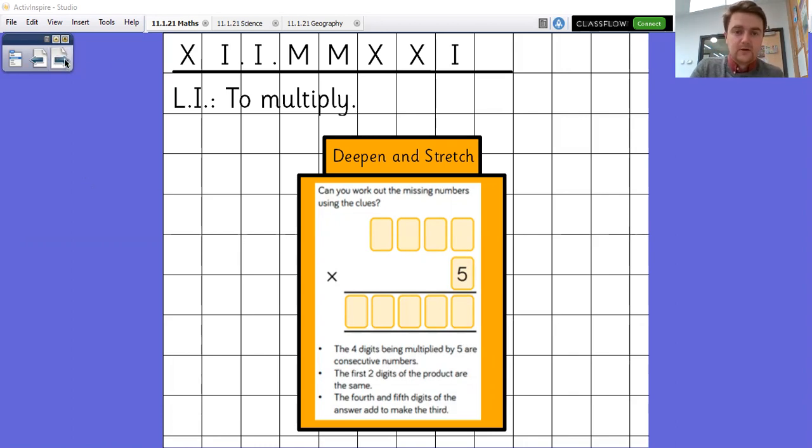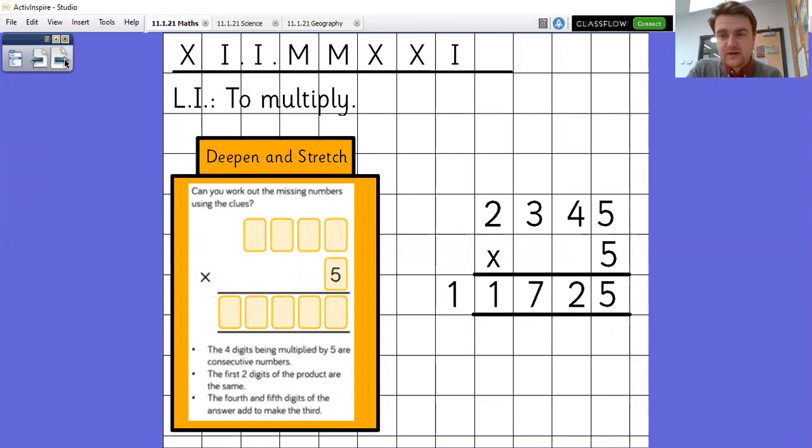Okay, so hopefully you had a really good go with that. It did take me a little while, so you might have needed to try it for a bit longer. Your answer needs to be 2,345 times 5 equals 11,725. We look at the rules. The four digits being multiplied by 5 are consecutive numbers, 2, 3, 4, 5. The first two digits of the product are the same, both 1. The fourth and fifth digits add together to make the third. So 2 add 5 is 7. So 2,345 times 5 gives you 11,725. If you found a different answer, then do email it over to me and I will cast my eye over it and see if it works.